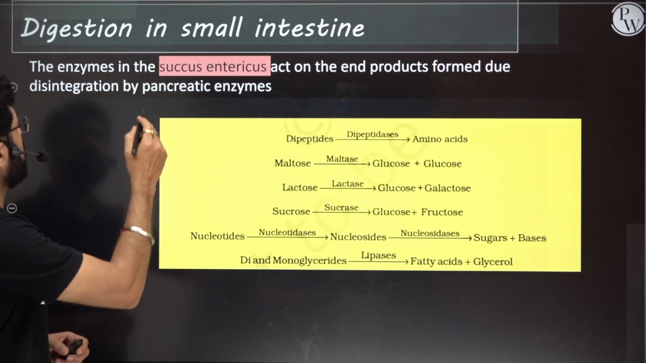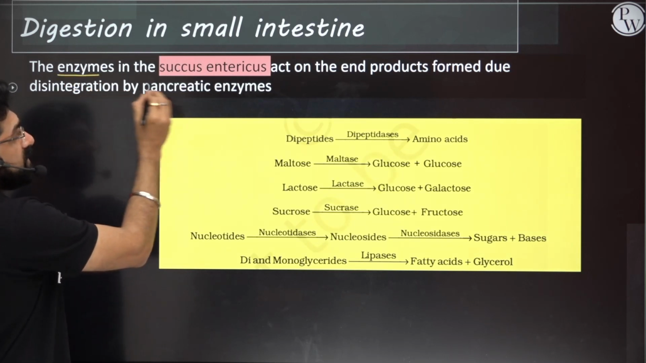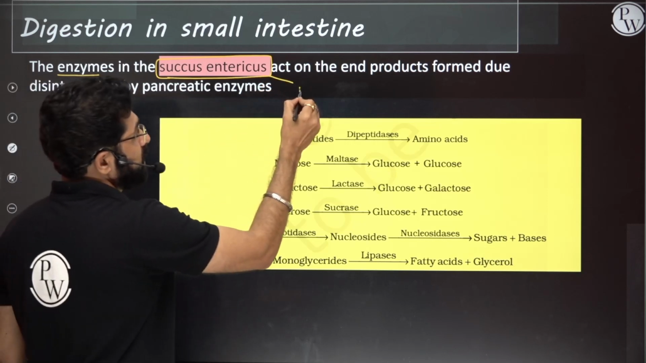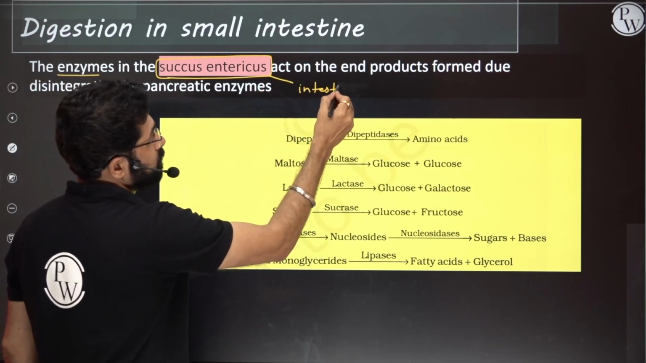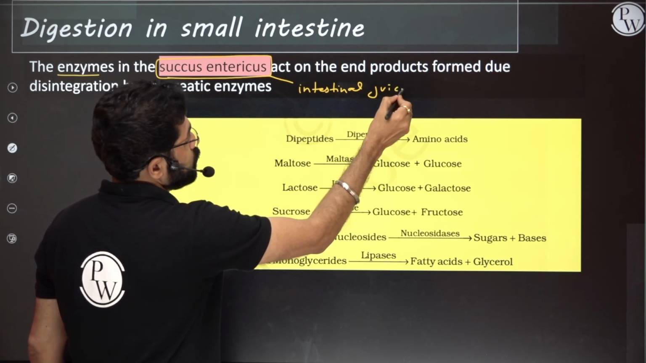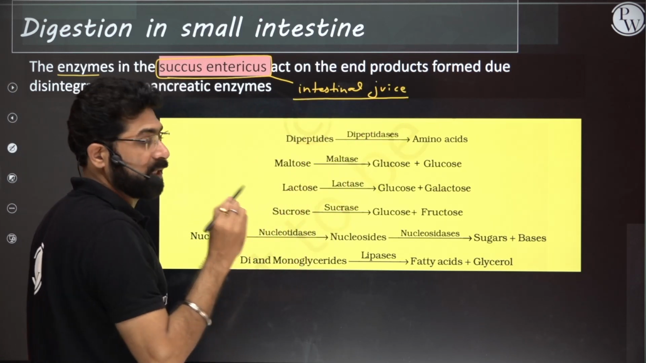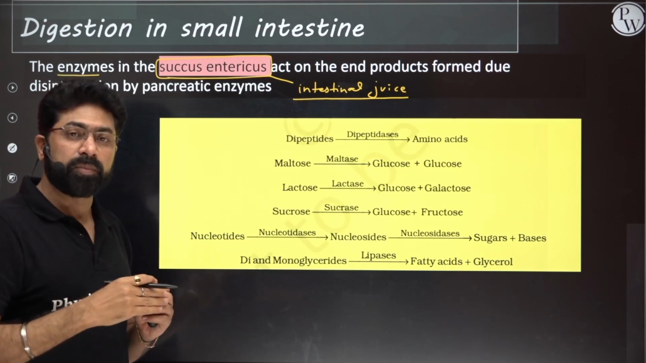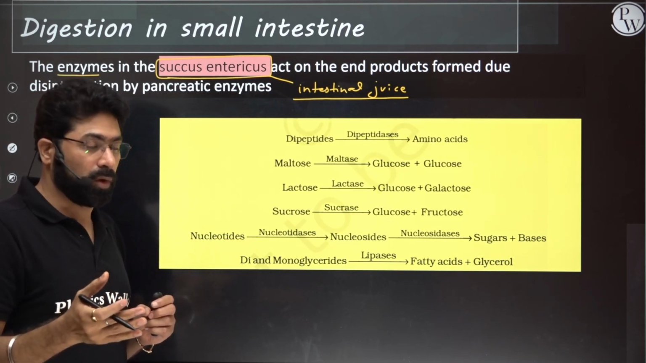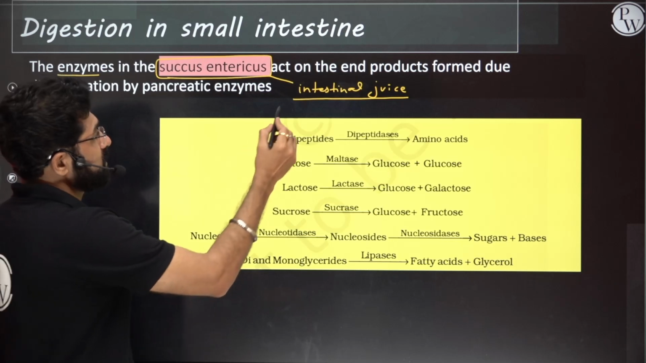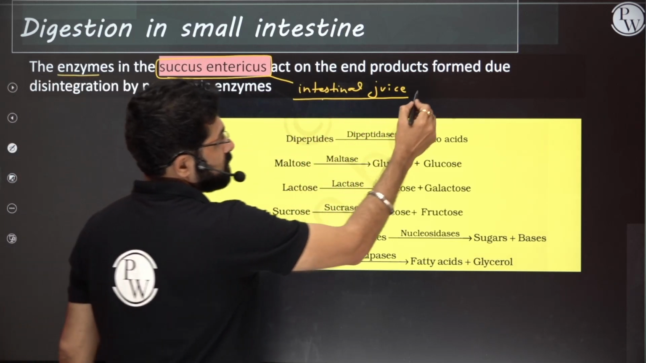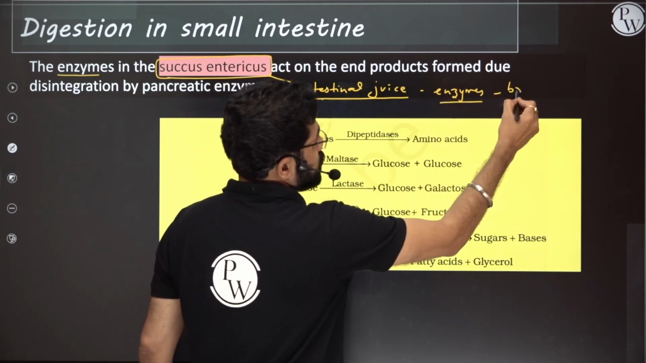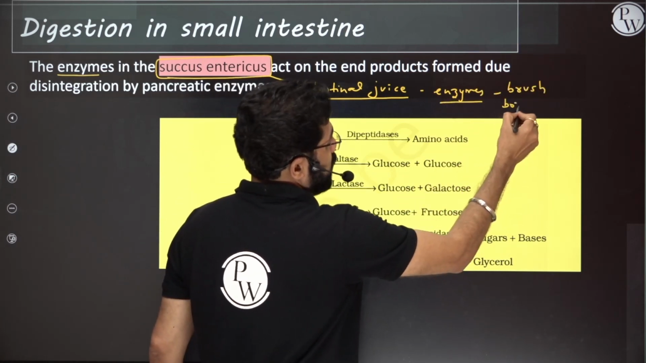Okay, here you see the enzymes in the succus entericus. Now, whenever we talk about succus entericus, this is intestinal juice. So now, if we talk about intestinal juice, that means we are talking about the enzymes which are going to ultimately form the end products. Okay, so here you see the intestinal juice enzymes will be called brush border enzymes.